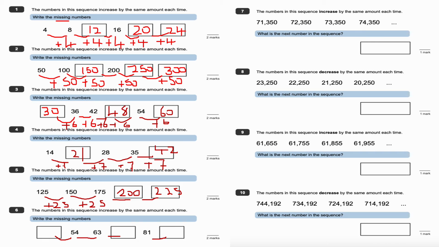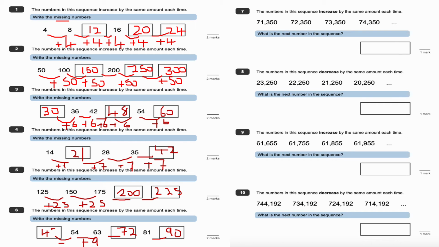63 take away 54 is going to be 9. So I'm adding on 9 each time. That's going to be 72. And then 81 plus 9 is 90. To work out the first term, I've got to go backwards. So I've got to take away 9 to work out the value in the missing box, which is 45.